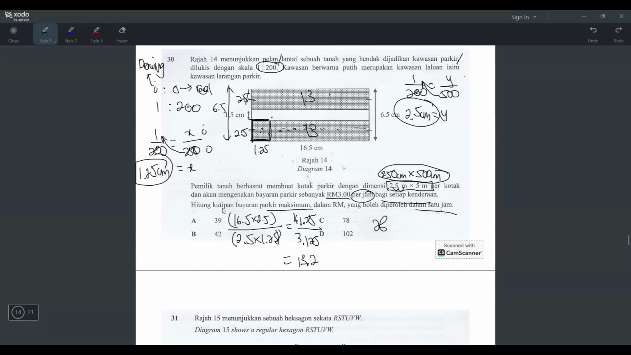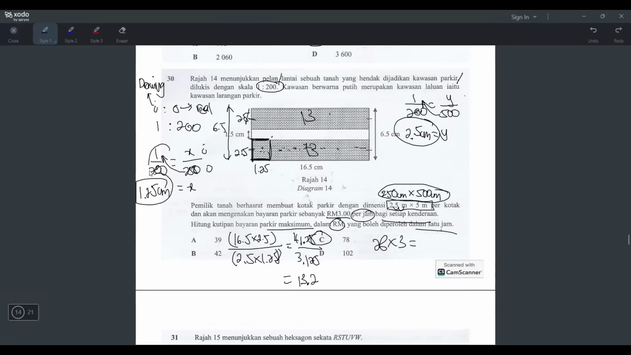But they are asking you to find kuteran bayaran parking maximum dalam RM. So if satu kotak you earn 3 ringgit per jam. So 26 kotak you earn how many per jam? You 26 times 3 lah. And if you press this, you will get 78, right? So that's why the answer is C. Okay. So I want to sudah siap lah. That's the answer. But I want to mention something.